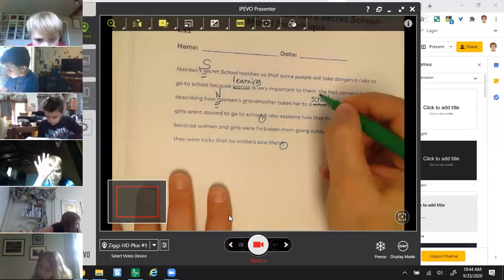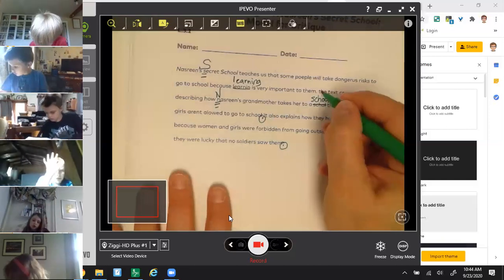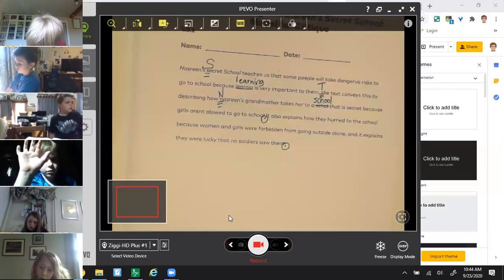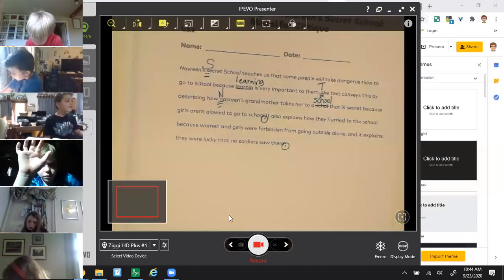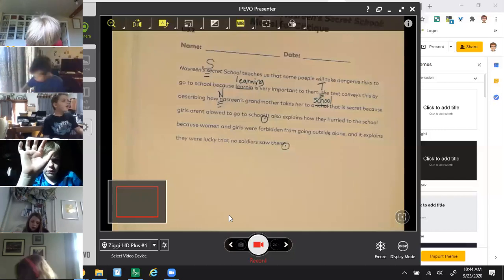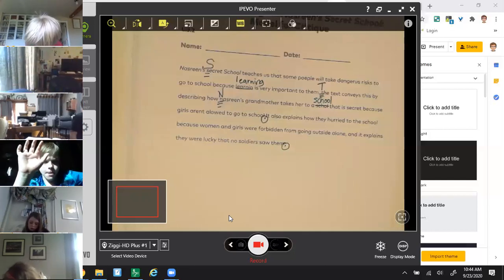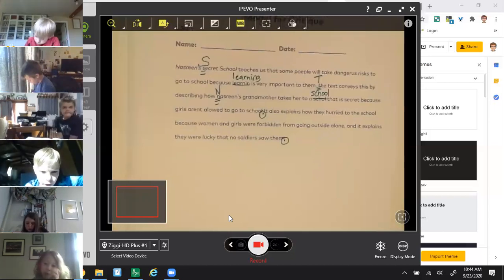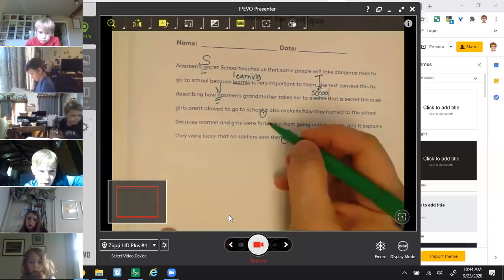Yep. What do I need to do there? Capital letter at the beginning of my sentence. The text conveys this by describing. All right, Jensen, do you see another one? After school and then it's period. Does it say it and then also? Yes.